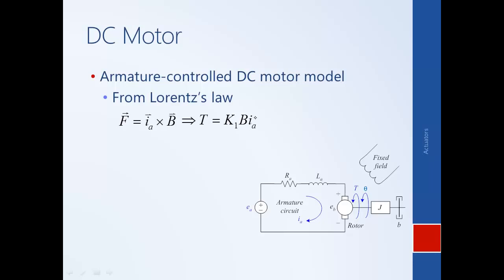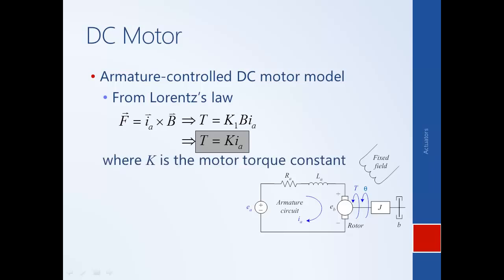And since we're dealing with an armature controlled motor, the magnetic field is also constant. And so we can lump these two constants, K1 and B, into a single constant K, which we call the motor torque constant. And so the torque generated by the motor is proportional to the current through the armature with some proportionality constant K, which depends on the geometry and the strength of the magnetic field.